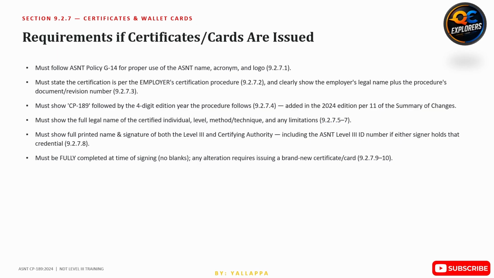In this slide, we'll cover the requirements for certificates and wallet cards under Section 9.2.7 of ASNT CP-189 2024. These requirements apply whenever an employer chooses to issue certification certificates or wallet cards to qualified personnel.